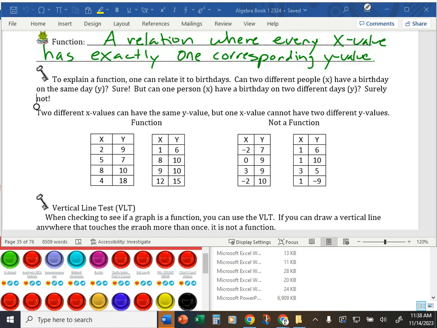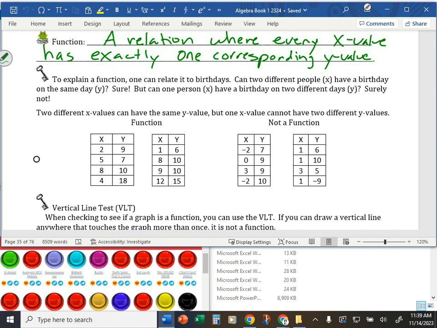Okay, so you are very, very close because we actually don't care about the y. We only care about the x. What Adrian's saying here is that notice in the two function examples, read the definition, a relation where every x value has exactly one corresponding y. In these two examples here, when x is 2, y is only 9. That is it, nothing else. When x is 5, y is only 7. When x is 8, y is only 10. When x is 4, y is only 18.